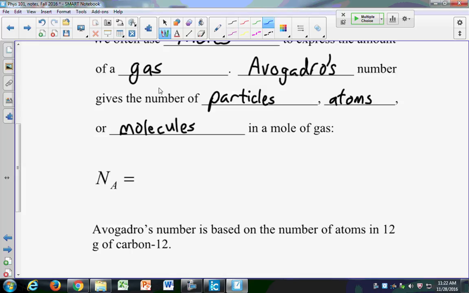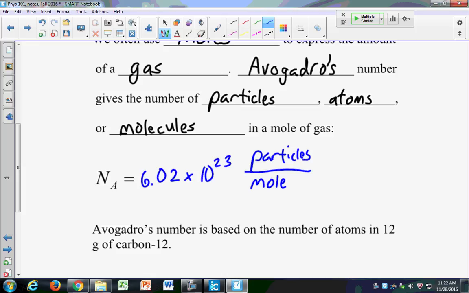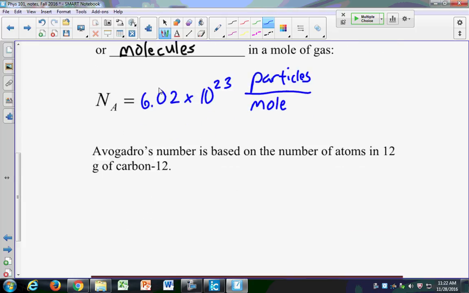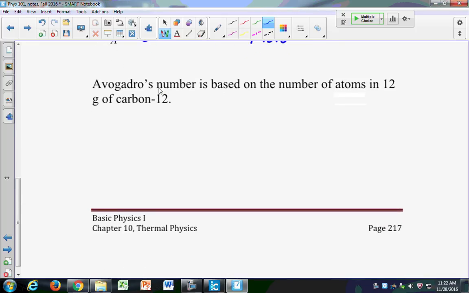Avogadro's number, which is the number that is in a mole, is 6.02 times 10 to the 23rd. And that's just the number of particles, molecules, or atoms per mole. This, by the way, is based on the number of atoms in 12 grams of carbon-12, if you want to know that. That's where we get that number from. I won't ask you that, but just for your own interest. All right?